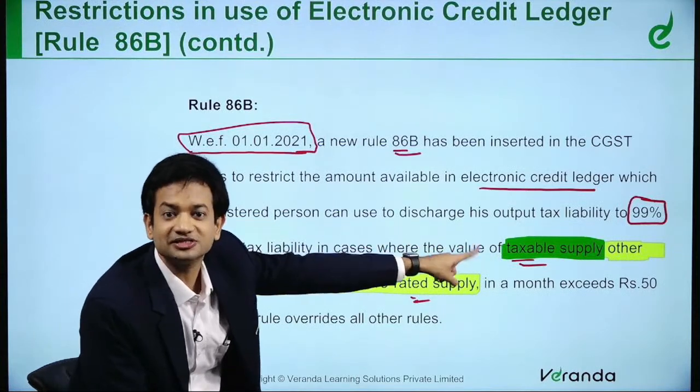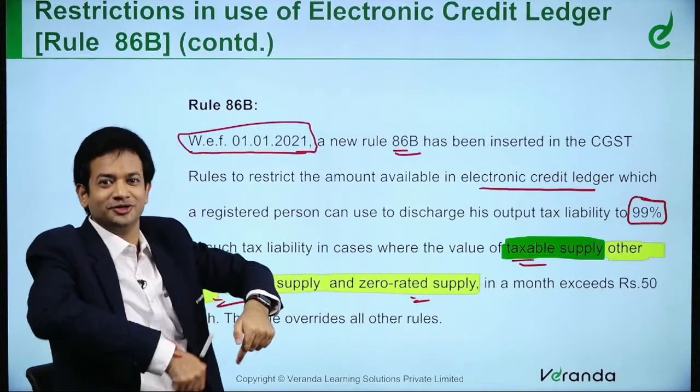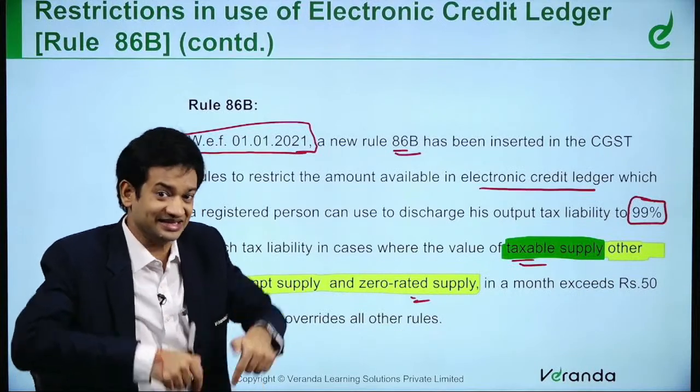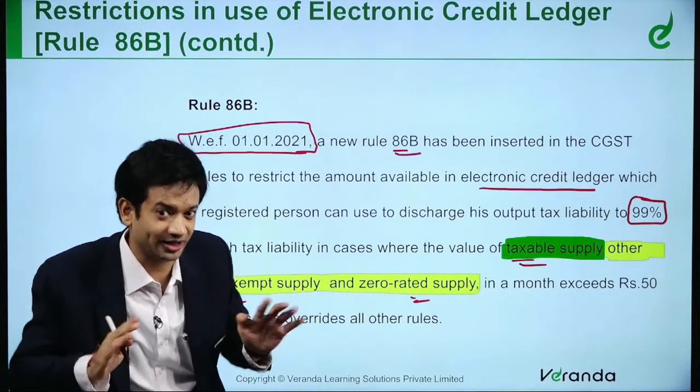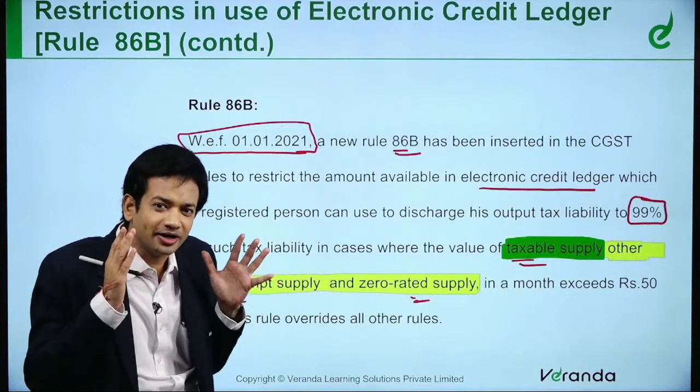Value of taxable supply should be more than 50 lakhs in a month. So in that month, if your value of taxable supplies is less than 50, this rule does not apply. Next month, if it is more than 50, this rule applies. So it's talking about a month.